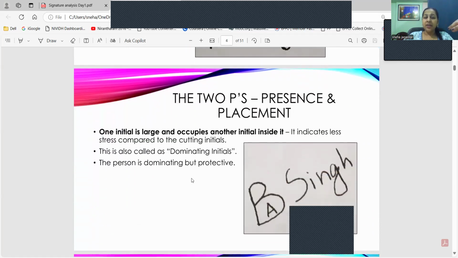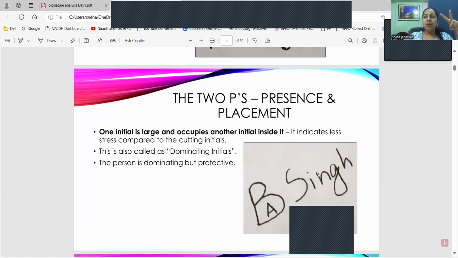Now, one initial is large and occupies the other initial inside it. This indicates less stress compared to the cutting initials, but still stress is seen. This is also called dominating initials. The person is dominating as well as protective. Now, when we say dominating as well as protective, how much dominating that particular person is makes a lot of difference. Point number one.